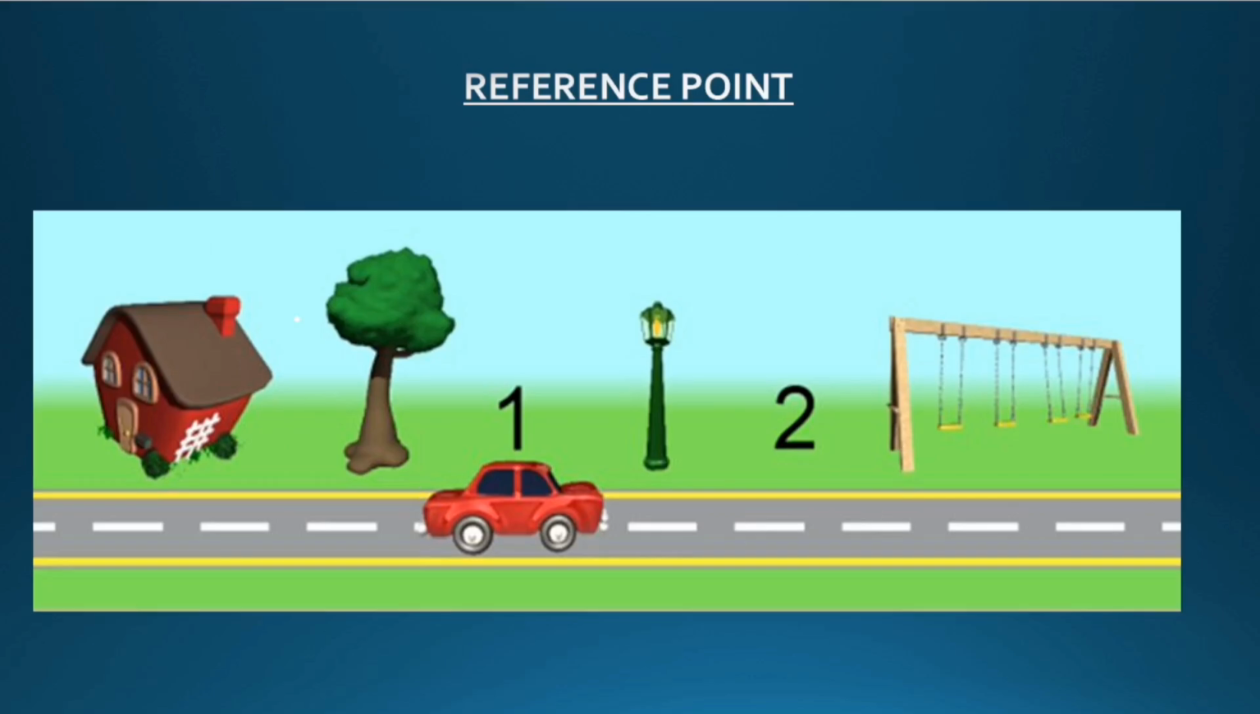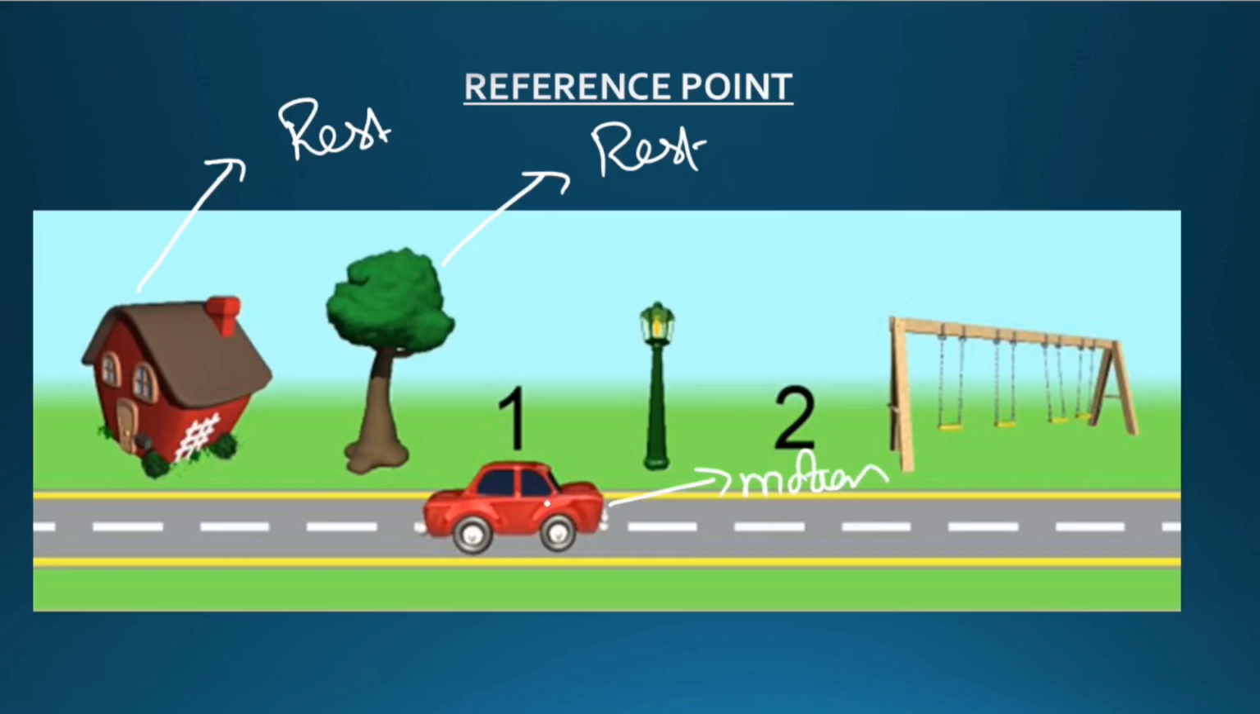Observe the given picture. Imagine the house is at rest and the tree is also at rest, right? Now, the car is in motion. With respect to which point can we say the car is in motion? Here, with respect to the tree, if there is a change in position of the car, then we can say the car is in motion. Here, the reference point is the tree.